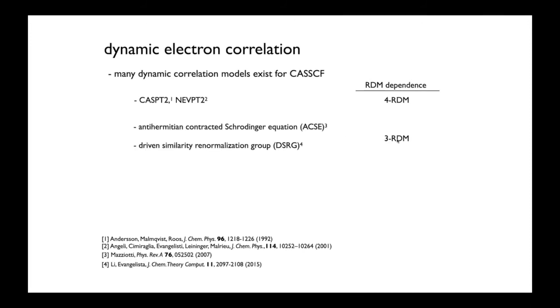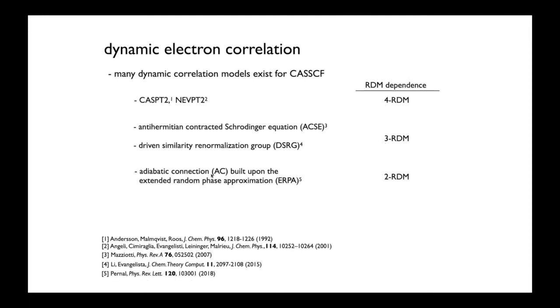There are approaches that rely on only the 3-RDM, the anti-Hermitian contracted Schrodinger equation or the driven similarity renormalization group. These depend on only the 3-RDM, so that's much more desirable, but I would still have to enforce a full 3-positivity calculation to be able to model dynamical correlation.